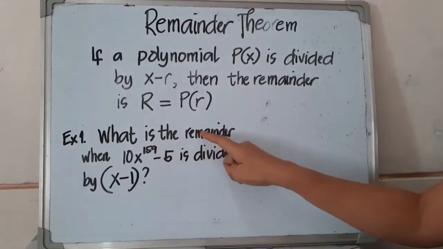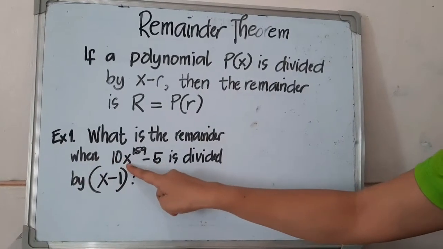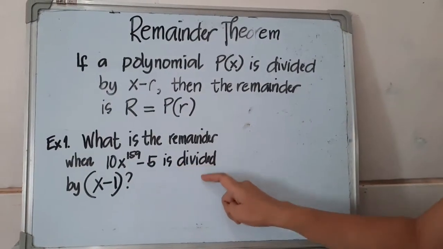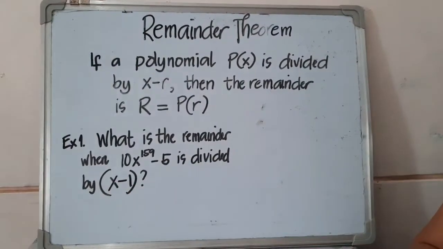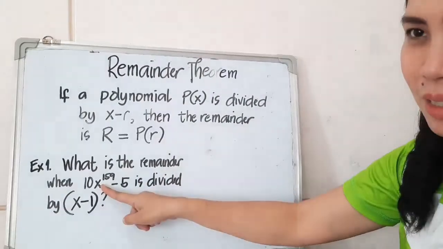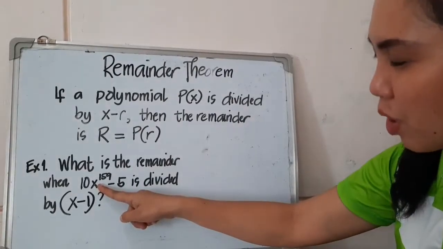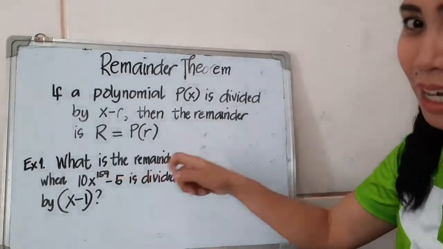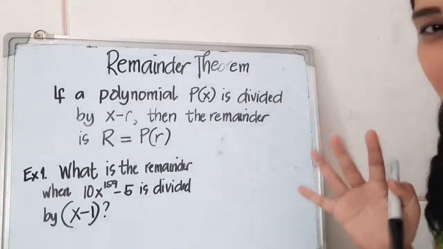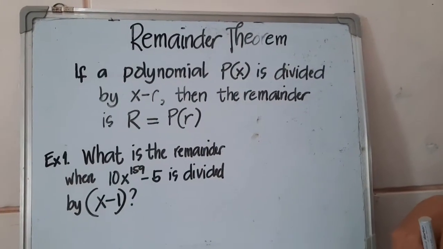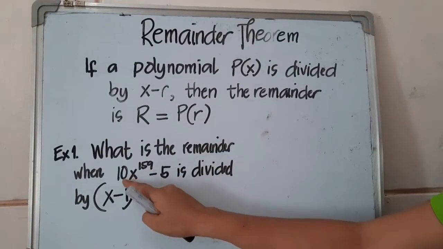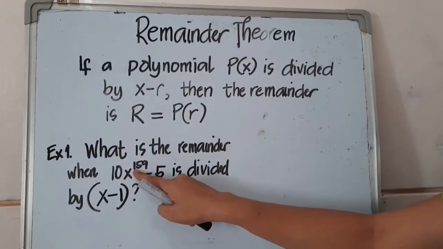What is the remainder when 10x raised to the power of 159 minus 5 is divided by x minus 1? What did you observe? Yes, if you are going to notice the exponent of our variable is 159 and it's a very large number. So if I will be asking you, are you going to use the synthetic division that we learned in our previous video? Or are we going to use the long division? Now, take note, our exponent is very large.